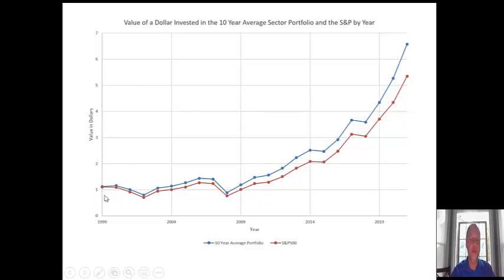If we had invested $100,000 in 1999 in the S&P 500, at the end of 21 that would have given you roughly $540,000, whereas the 10-year average approach would have given you around $650,000.